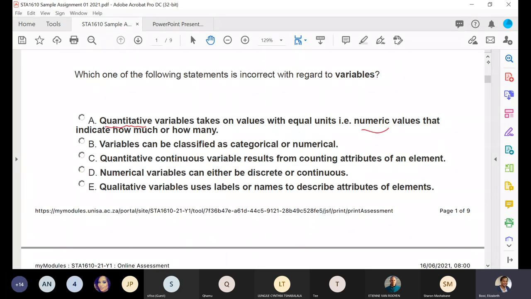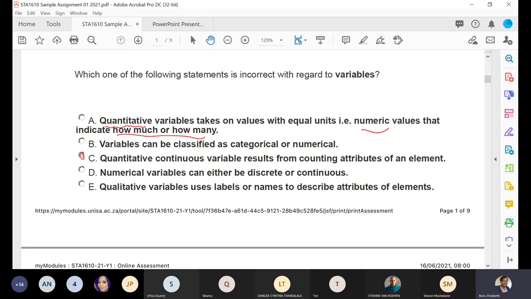Quantitative variables, such as numeric variables, answer how much or how many. How much is measuring, how many is counting. Variables can be classified as categorical or numeric. They could have just said classified as qualitative or quantitative. Continuous variables results from, I'm not going to say that because we just said it. Numerical variable can either be, I've also just added that now. Qualitative variable uses labels or names to describe attributes. A, B, C, D, or E. I'm going for C.